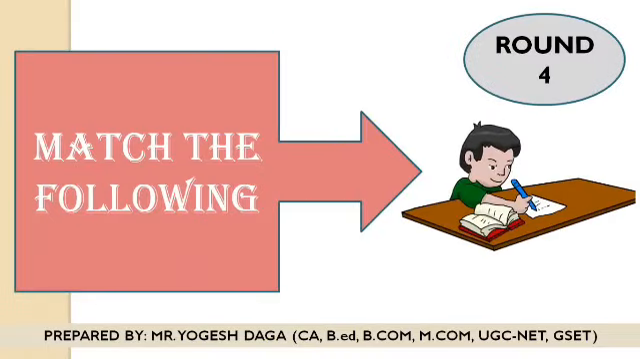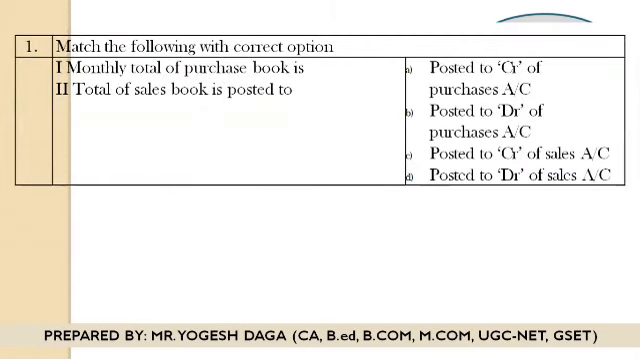Okay, so here is the last round, that is your match the following round. It's round number 4. Okay, so we are going with the first question of this match the following. So here on the screen, match the following. Monthly total of the purchase book is, and total of the sales book is posted to, and on this side here are the four options: posted to the credit side of purchase account, posted to the debit side of the purchase account, posted to the credit side of sales account, or posted to the debit side of the sales account.